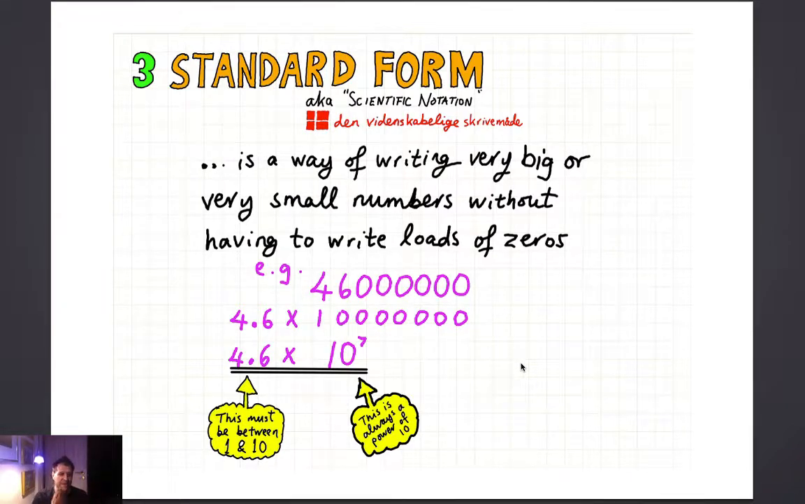A common mistake is to get the wrong number of zeros, because 46 million only has 6 zeros in it. 10 million has 7 zeros in it, because one of the zeros is being swallowed up by the 6 that's in the 4.6. So setting it out like that with the columns and things lined up helps you to get the right number of zeros. I can't recommend that strongly enough.